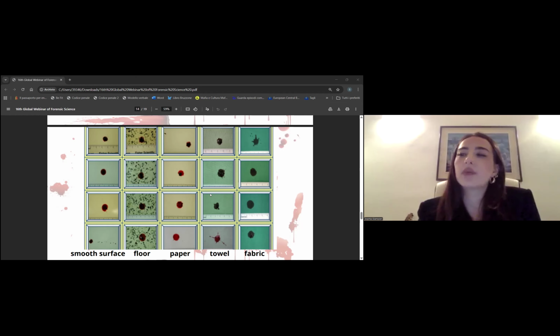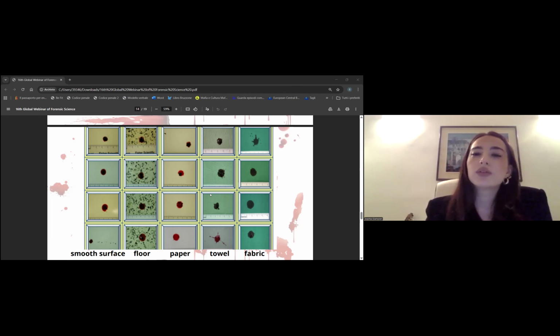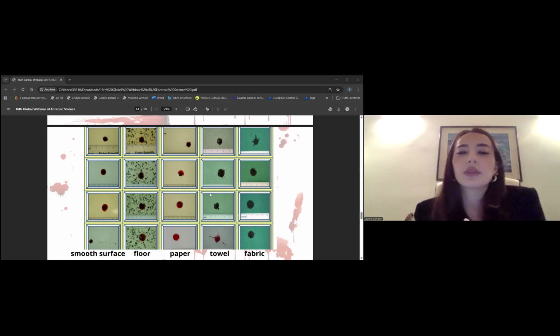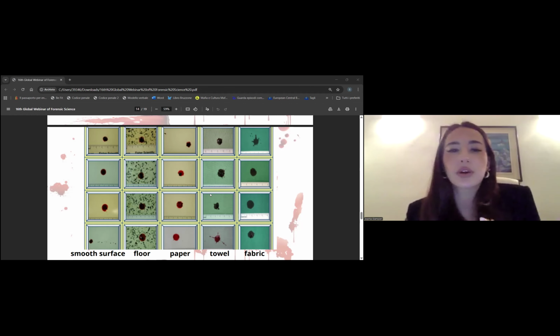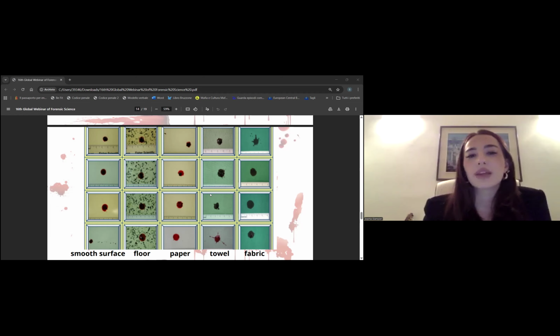Here we have a presentation of blood drops falling from different heights, from half a meter to 3 meters, impacting on different materials. Starting from the left, we see the behavior of the blood drops when they impact on a standard smooth surface. In the second column, we have the behavior on a floor, then paper, then a napkin, and finally a fabric. That is the most important material because it tends to expand the volume of the drop as a consequence of being an absorbent material.